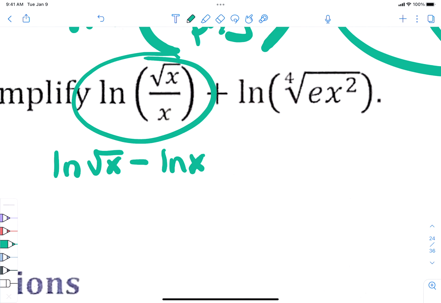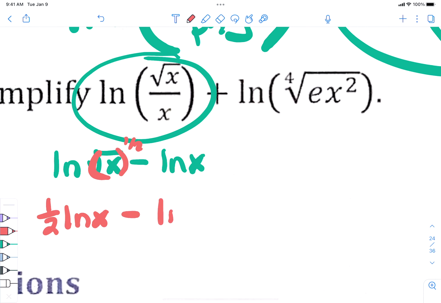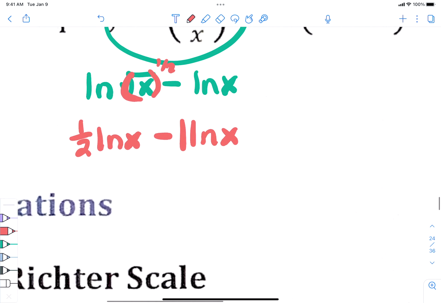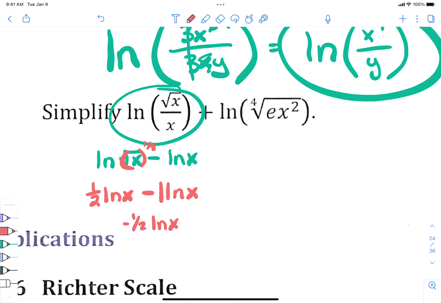All right. Now, further, this guy is to the 1/2 power, which means this is 1/2 ln of x minus ln of x. So negative ln x and 1/2 ln x, we can put those together. Negative 1/2 ln x. Do you see how we just did that all the way through? Okay, that's a little bit nicer.